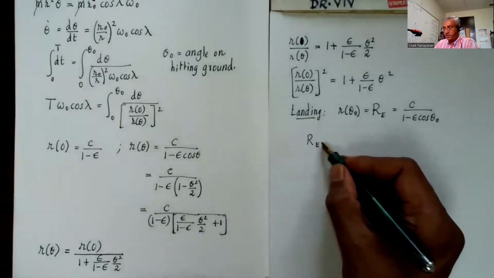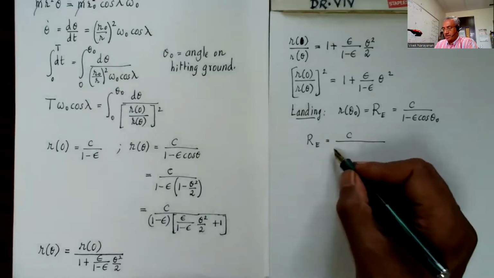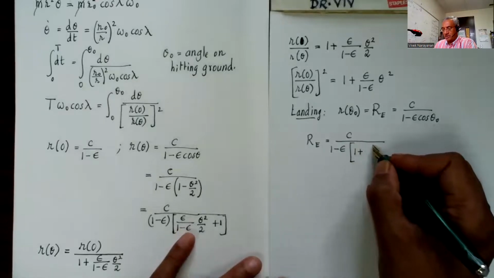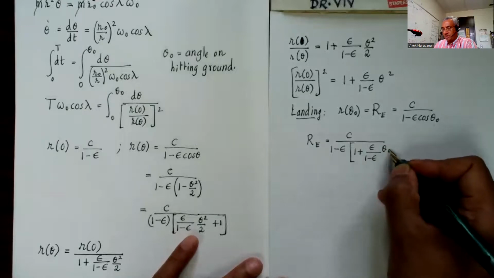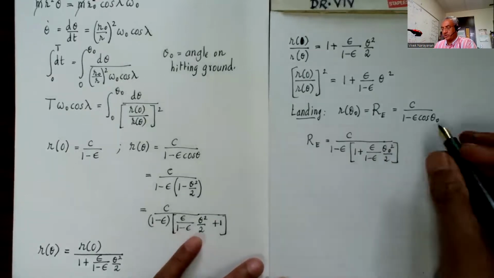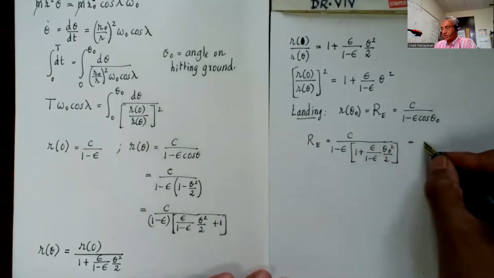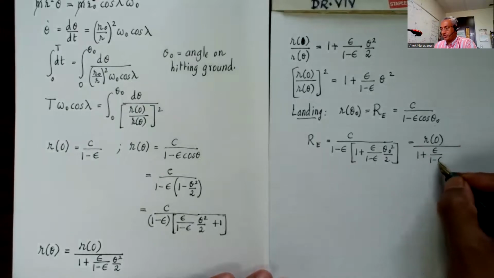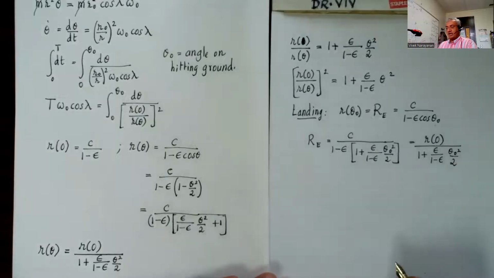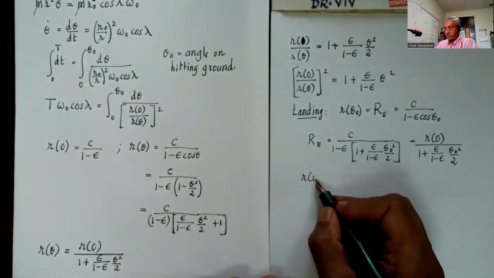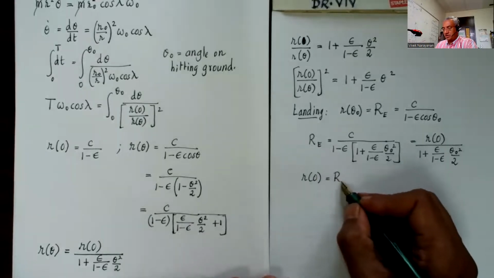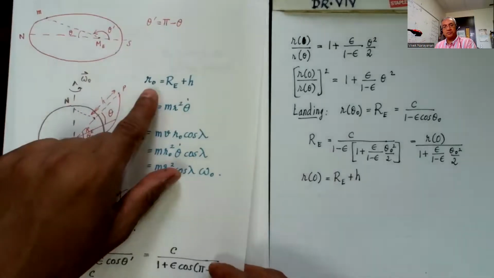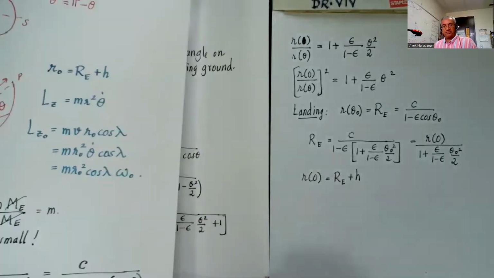So I'll write Re equals c over 1 minus epsilon, 1 plus epsilon over 1 minus epsilon theta naught squared over 2. I'm just copying this from here. The only difference is I put theta naught squared. And that c over 1 minus epsilon is just r at 0. So that's 1 plus epsilon over 1 minus epsilon theta naught squared over 2. Okay, what is r of 0 though? r of 0 is the radius of the orbit plus the height h. So we're going to use that next.